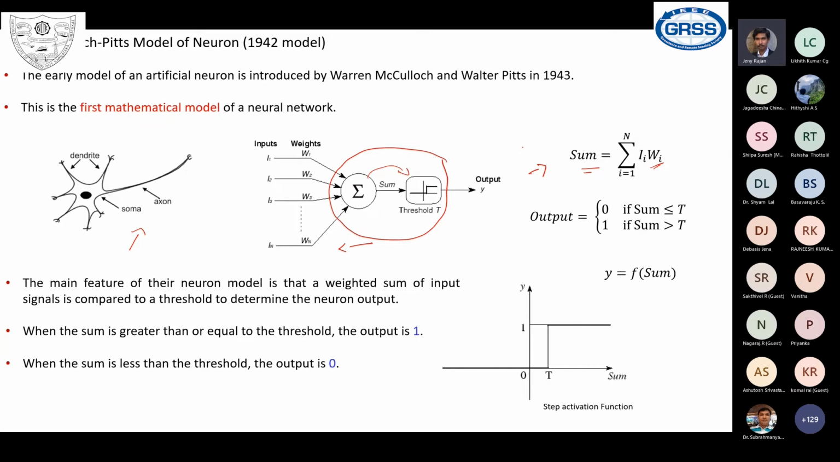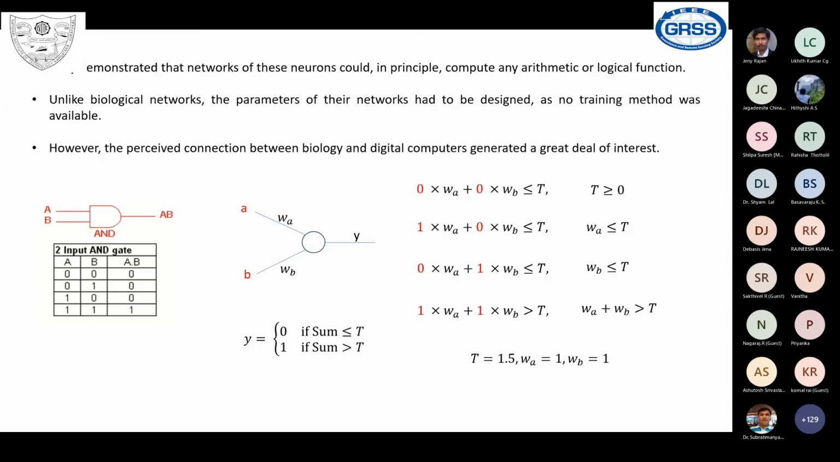Okay, so now we will see how we can use this McCulloch-Pitts model to develop a logic gate. As I told, this model is a very simple mathematical model of a biological neuron. So you cannot simply compare the MP model with a biological neuron. The biological neuron is much more complex when compared to this simple mathematical model. Even though this model is simple, it can be used to develop logic gates.